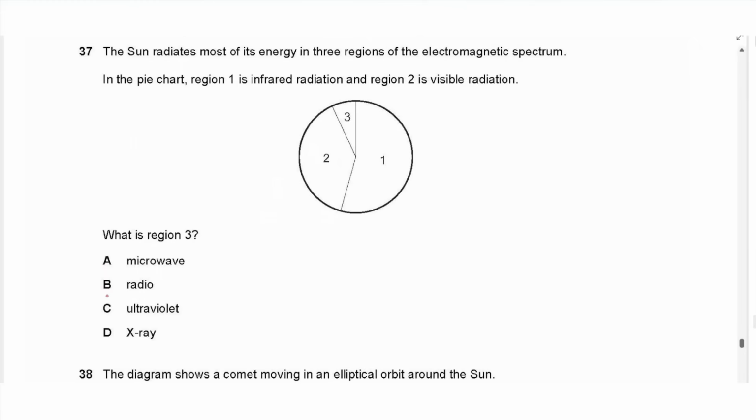Question 37 says the sun radiates most of its energy in 3 regions of electromagnetic spectrum. In the pie chart, region 1 is infrared radiation and region 2 is visible radiation, and the remaining one will be ultraviolet, so the answer is C.